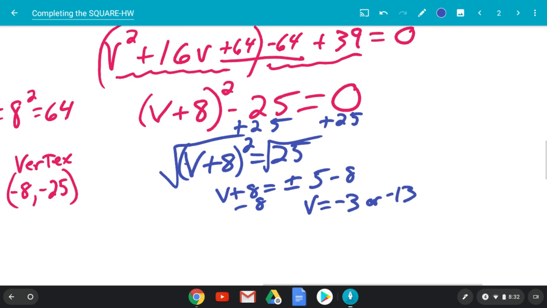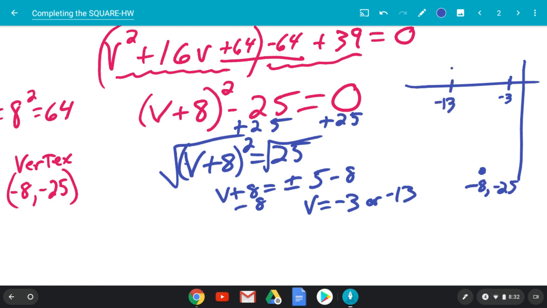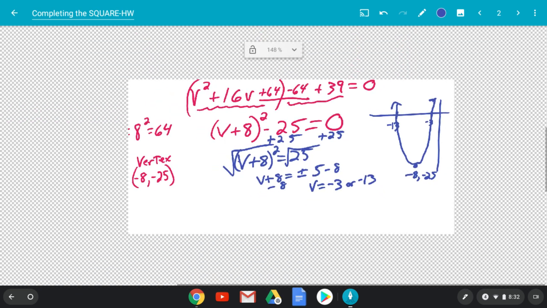Quickly. The vertex will be negative 8, negative 25. And then it'll cross at negative 3 and negative 13. Cool? So now that we've put it in vertex form and solved it, we can find our 3 most important things. The vertex and the roots. Isn't that cool?